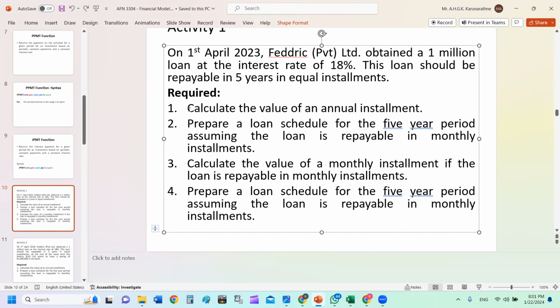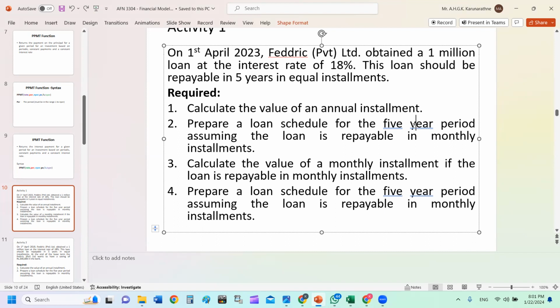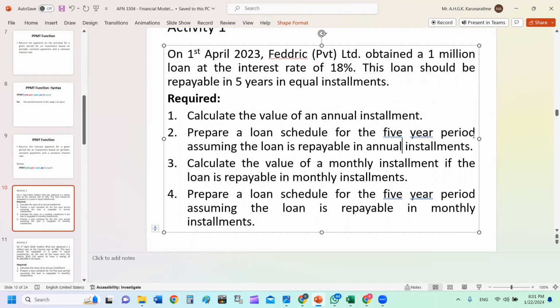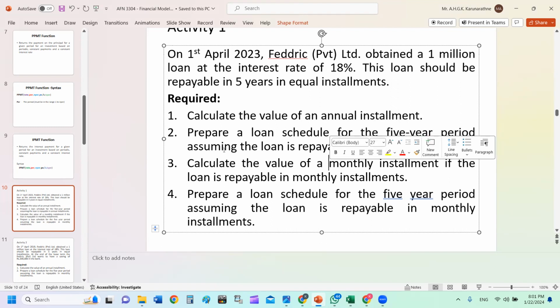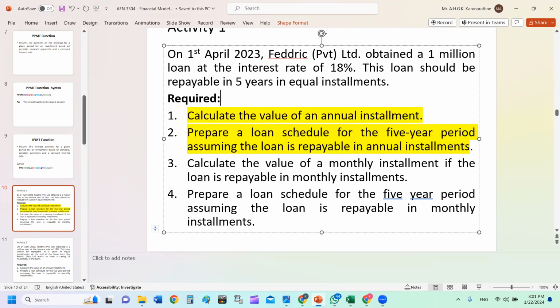Two scenarios. First, compute the annual installment repayment schedule for 5 years, assuming it is repaid annually. I'll make a small change: repayable in annual installments, because the second scenario is monthly installments. I have made a small improvement to that. First, try to attain the first requirement and then the second requirement.